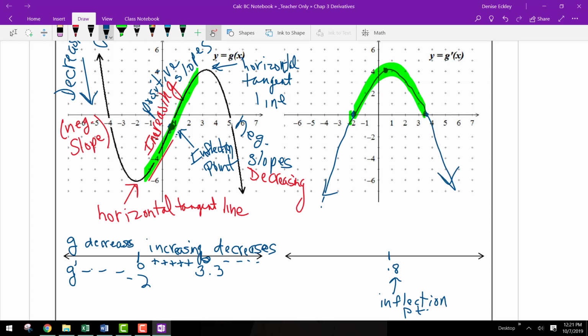So going back to my number line, G prime is increasing through here. And G itself is concave up till we get to the point of inflection. And then after that, G is concave down.